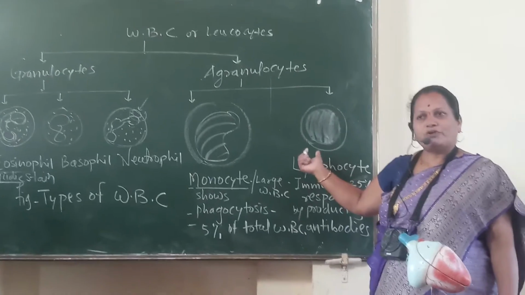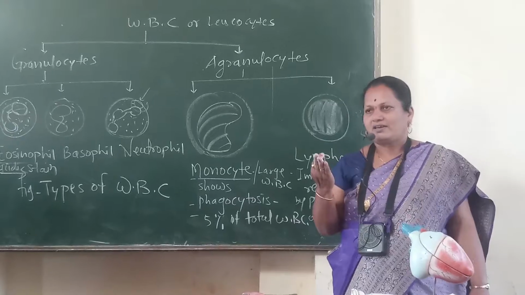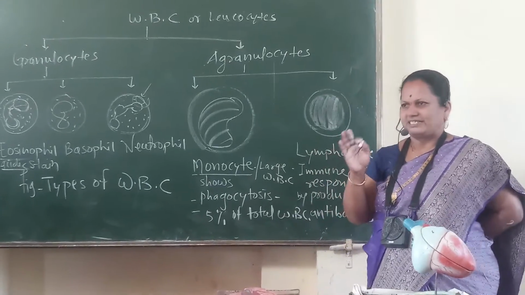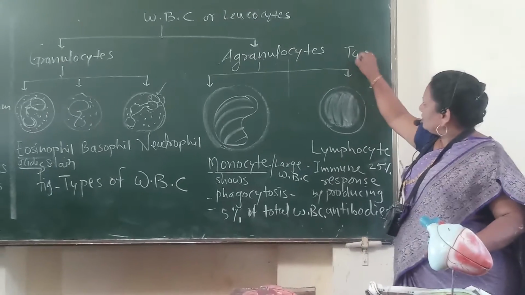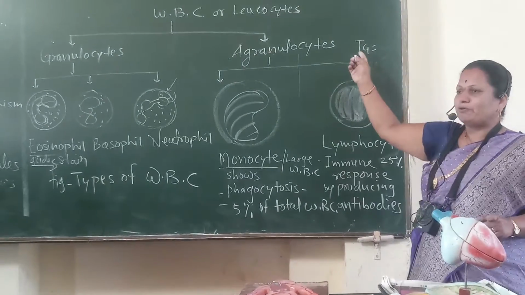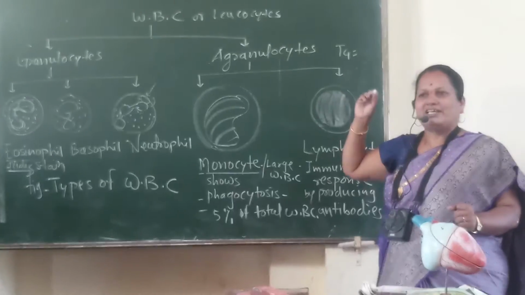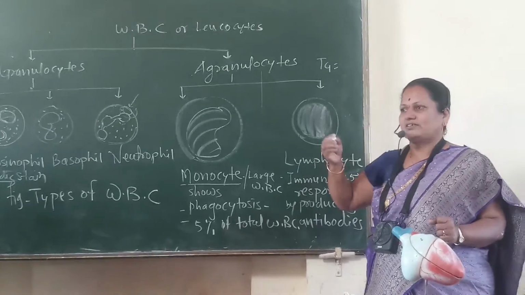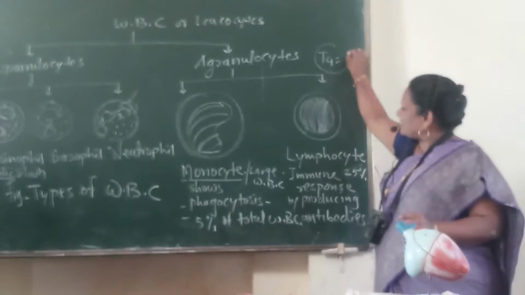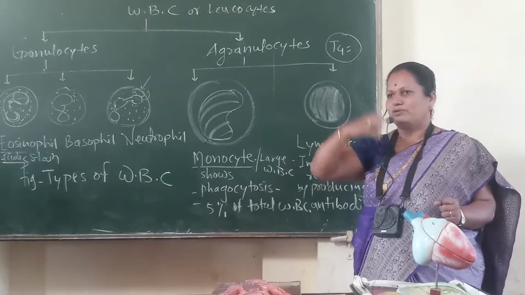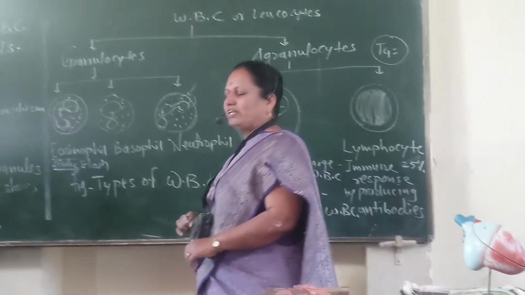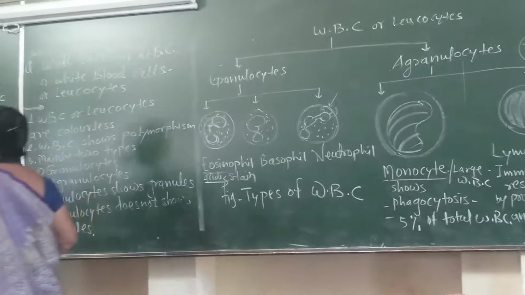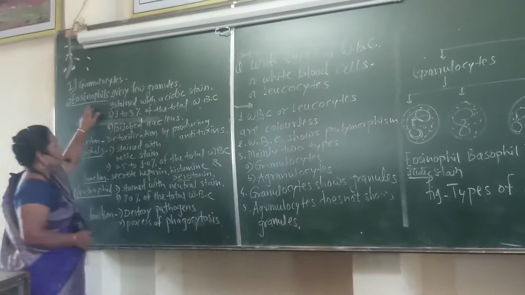Lymphocyte plays an important role in producing B cell, helper T cell, killer T cell, T lymphocyte, T4 lymphocyte. T4 lymphocytes are mainly affected by the HIV virus. When T4 lymphocytes are destroyed, at that time our immune system gets suppressed or hampered, and the body becomes vulnerable to many diseases.